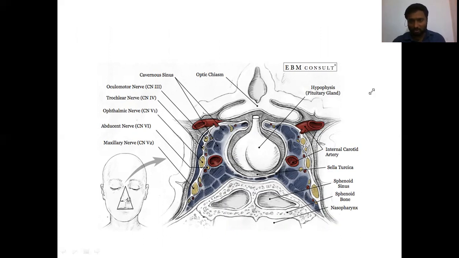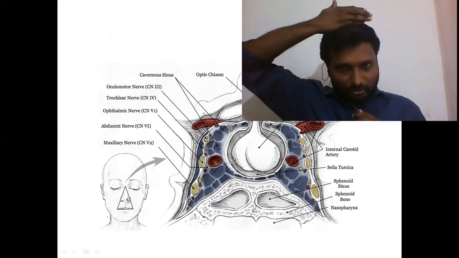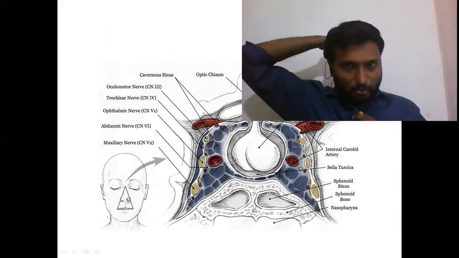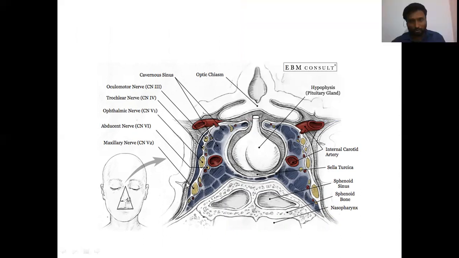So, what is meant by coronal section? Coronal section divides the body into an anterior part and a posterior part. So here, in order to see the interior of the cavernous sinus, we took the coronal section. Okay, so see, this is the lateral wall of the cavernous sinus. This is the medial wall of the cavernous sinus.